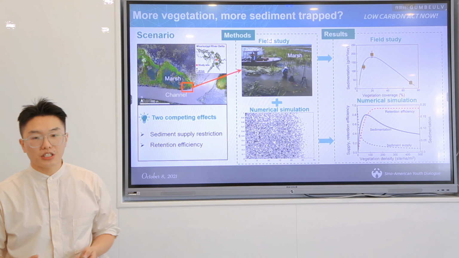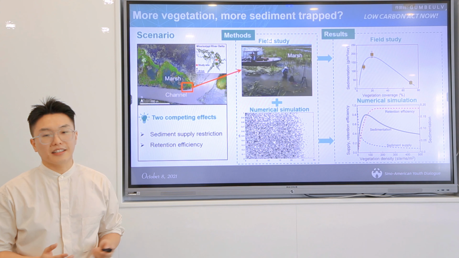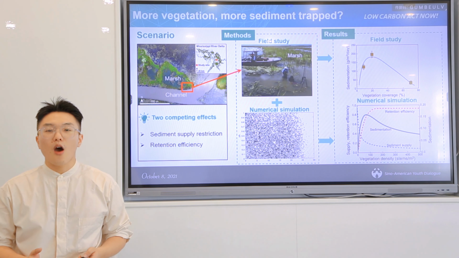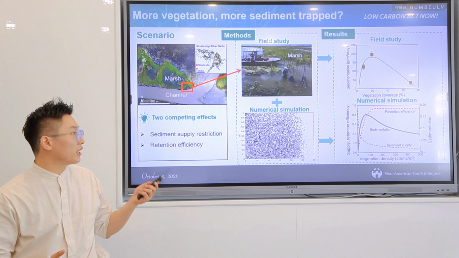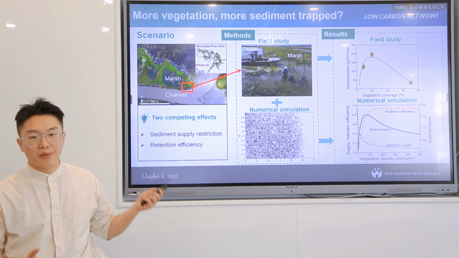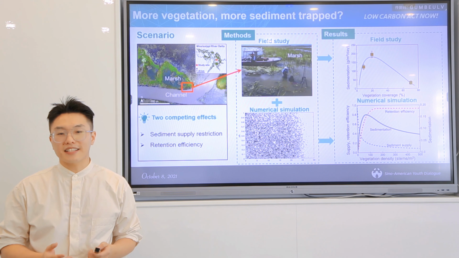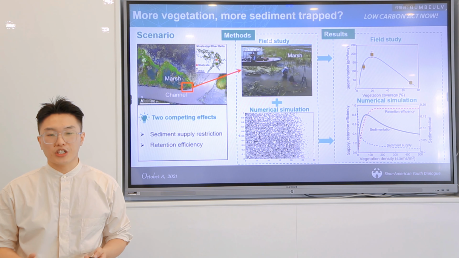You can see the results from field and numerical simulation. The green lines are trapped sediments. We get similar trends. It first increases with vegetation density. After reaching a peak, it decreases. That means an intermediate density yields the maximum sedimentation.